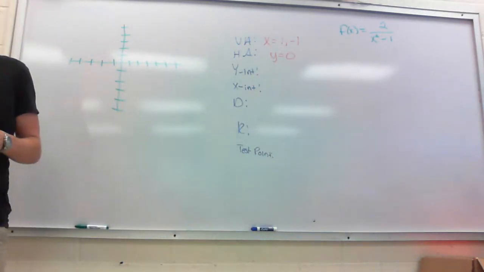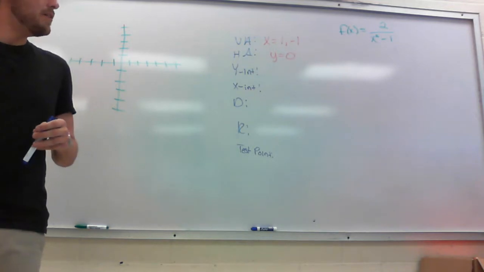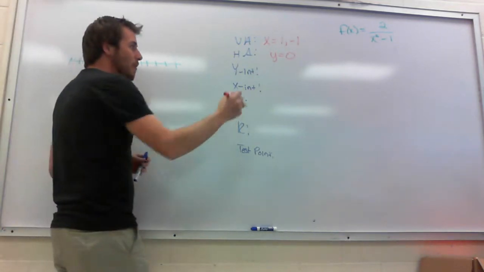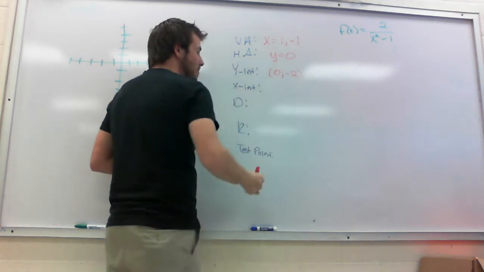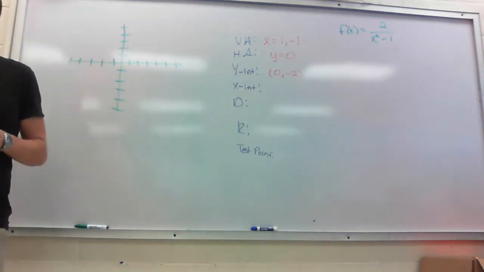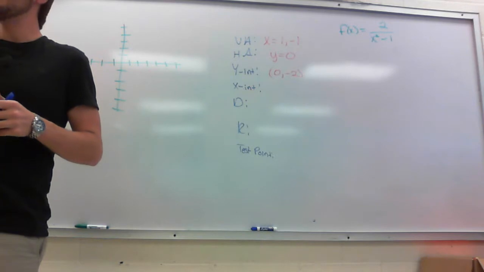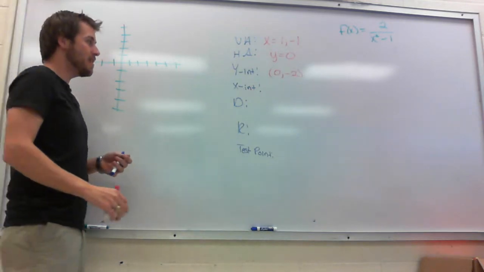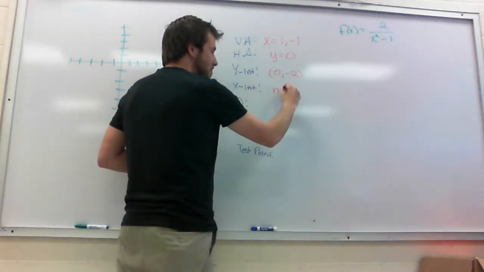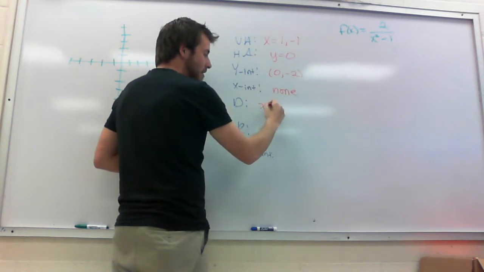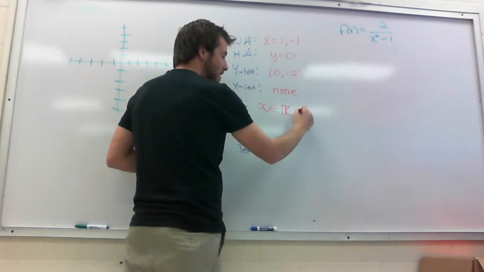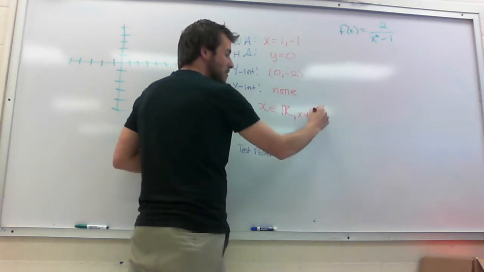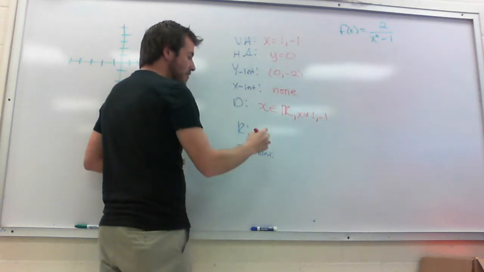My y-intercept, plugging a 0 into x, would be 2 over negative 1, or the y-intercept is 0, negative 2. X-intercept would be the zeros of the numerator, but because there's no x in the numerator, there are no x-intercepts. So I'll put none. And then domain, which would be x contained in the set of all real numbers, except x not equal to the vertical asymptotes, which are 1 and negative 1.